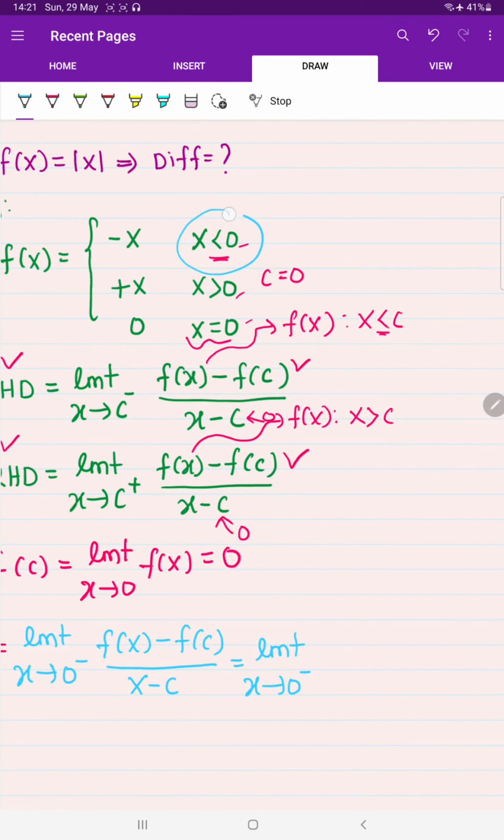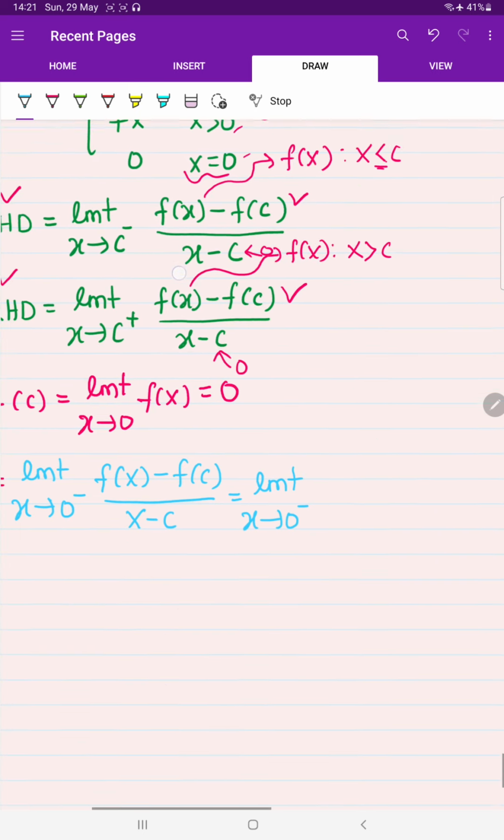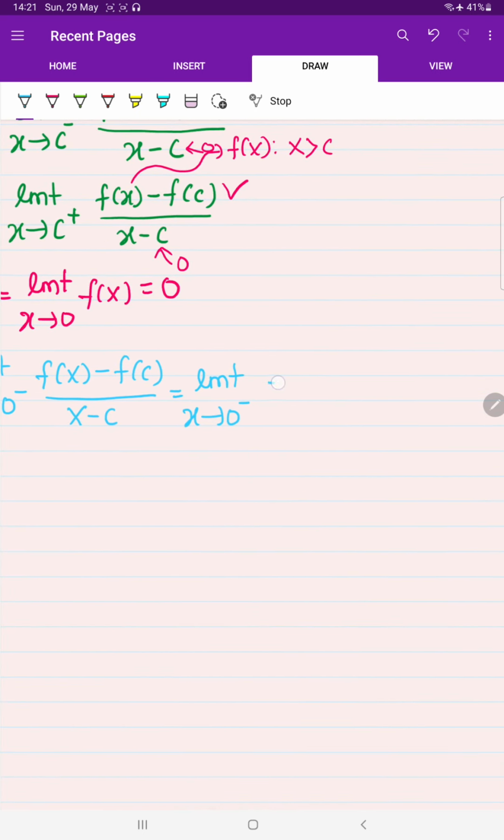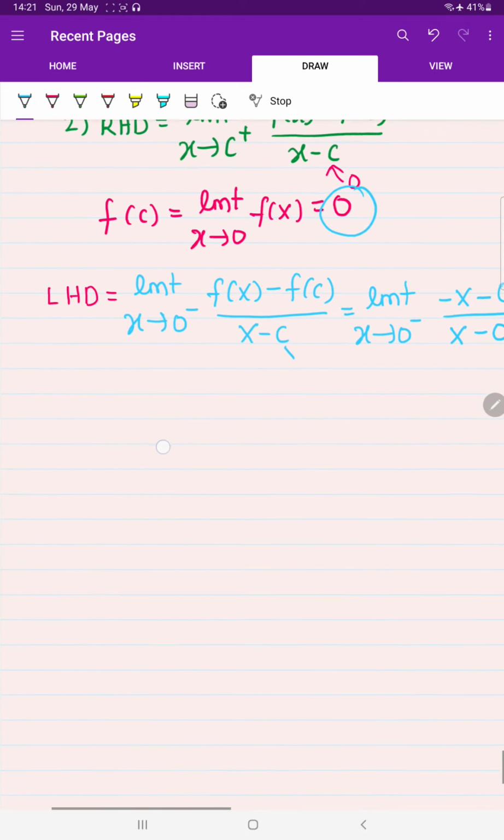When x is less than 0, what is the value of f of x? That is minus x. So I have to substitute minus x minus, what is the value of f of c? F of c is 0, sir, just now we found, divided by x minus c. The value of c is also 0, sir. So if you carefully observe, what we are getting is minus x by x. Directly this term will cancel out and the answer will be minus 1.